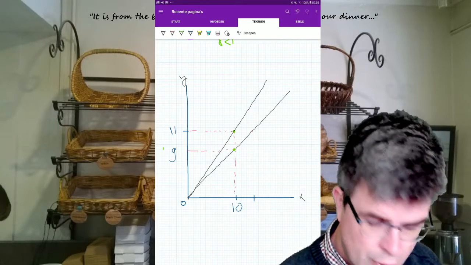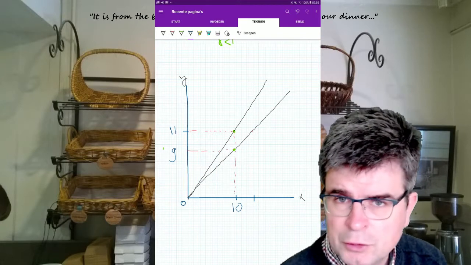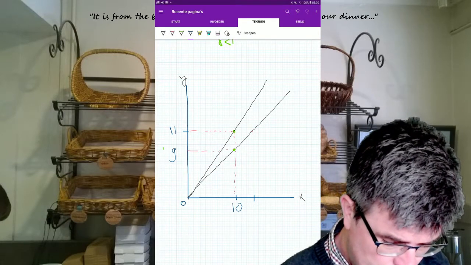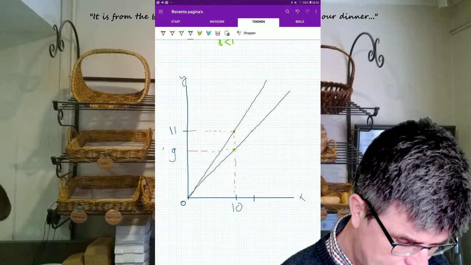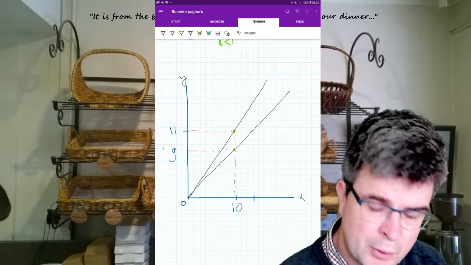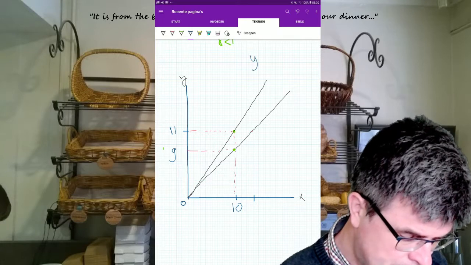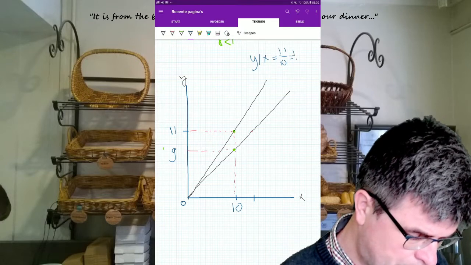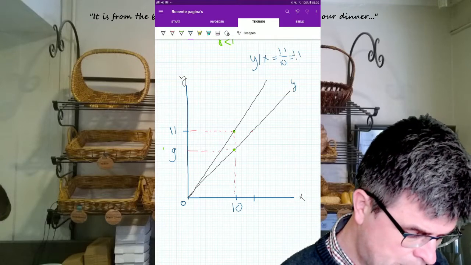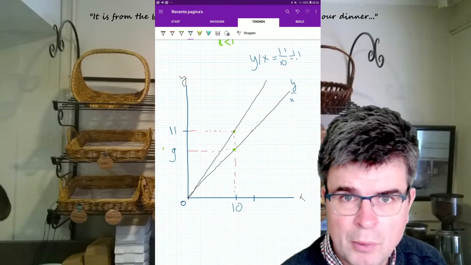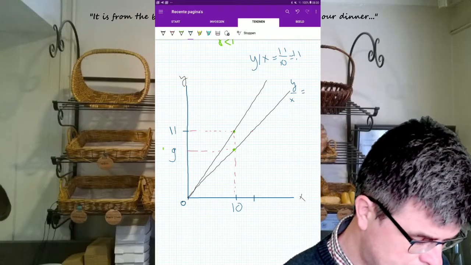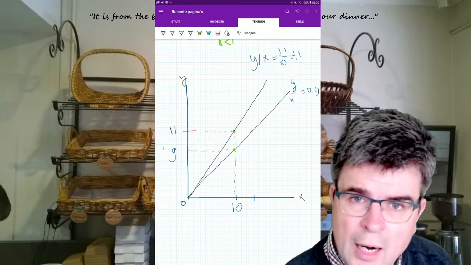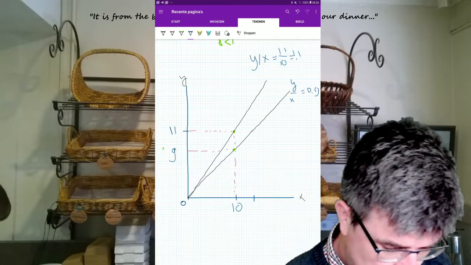I've drawn two black lines, and they correspond to the ratio in which x and y are consumed. The first black line corresponds to all consumption bundles in which y and x are consumed in a ratio 11 over 10, so 1.1. And the second black line corresponds to all consumption bundles in which x and y are consumed in a ratio 9 to 10.